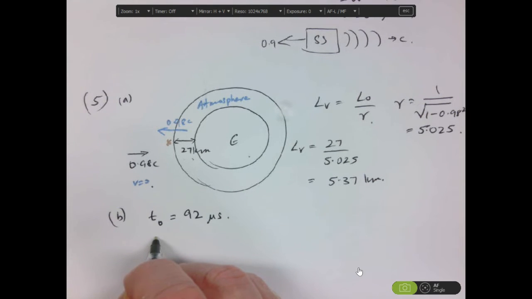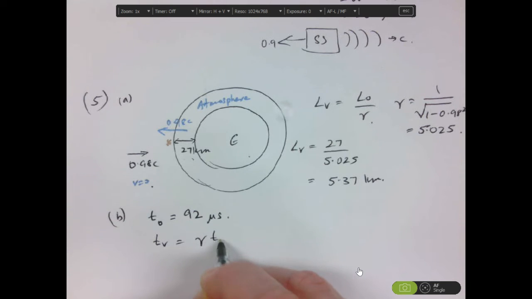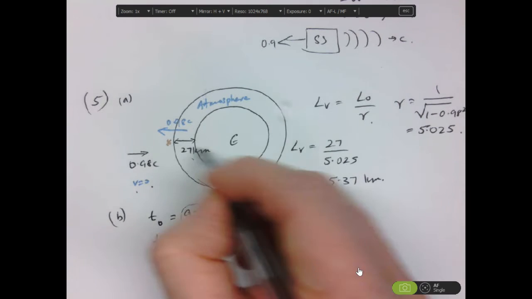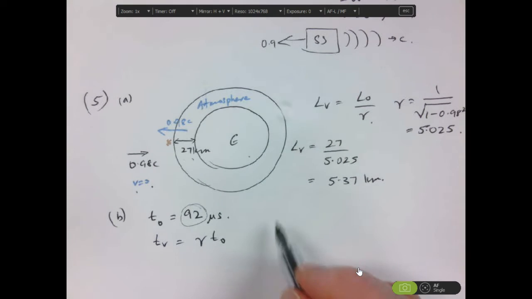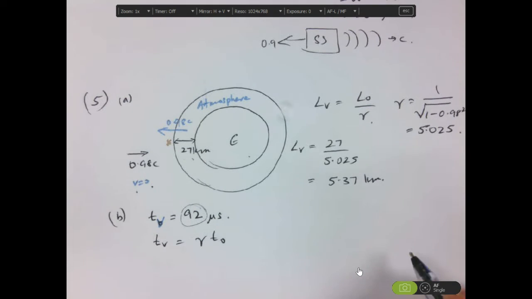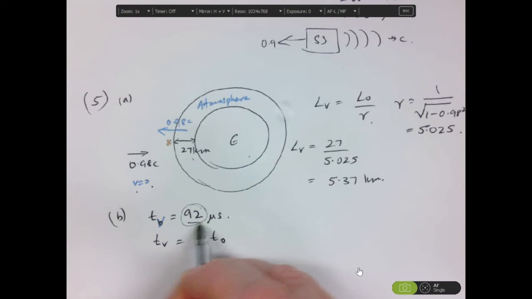So the dilation is TV equals gamma T naught. Okay, and where is it? I'm looking at question 5. I just realised that, remembering we're assuming that the muon is stationary, it's the Earth that is moving. So the proper time is the time at velocity. So we are actually observing the dilated time. So this is TV. My apology. This is why I'm starting to worry. So TV is 92. So that's the dilated time.